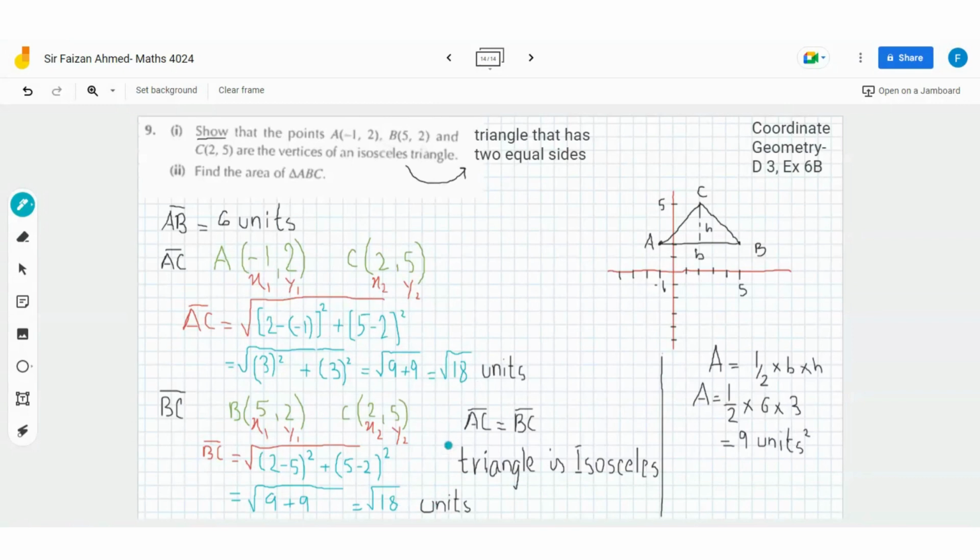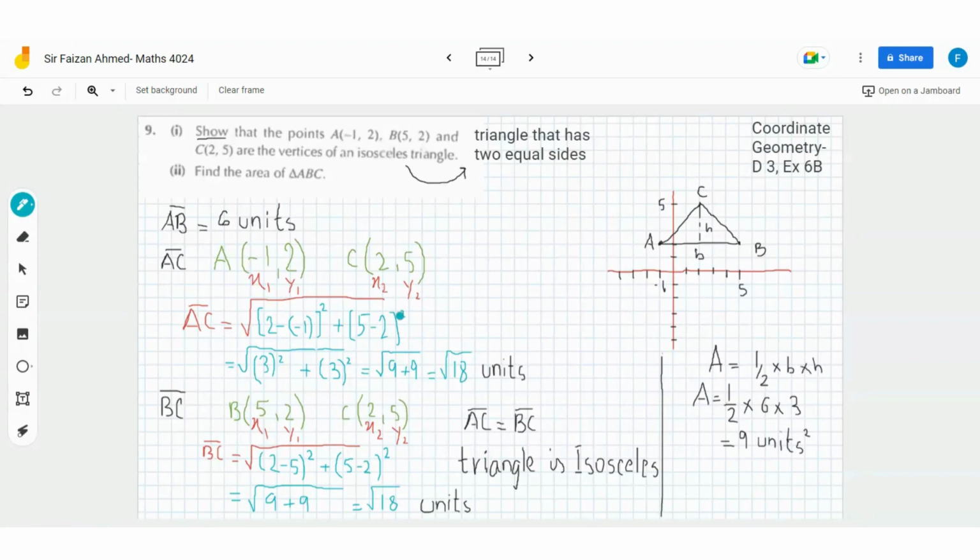So since the length of two sides are equal, I have proved that this triangle is an isosceles triangle. You just have to write one line. Since the length of AC and the length of BC is coming out as equal, that is square root of 18 units, this triangle is an isosceles triangle.